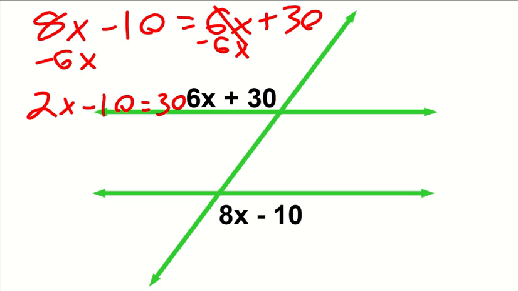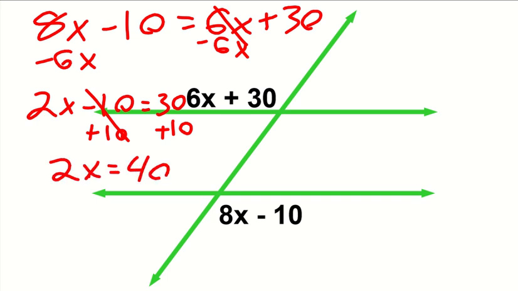Add 10. Yeah, we got to get rid of the addition or subtraction. So I got subtraction here. I get rid of it by adding 10 to each side. Cancels. So I got 2x equals 40. Now what? Divide. What's 40 divided by 2? 20. So we got x equals 20.